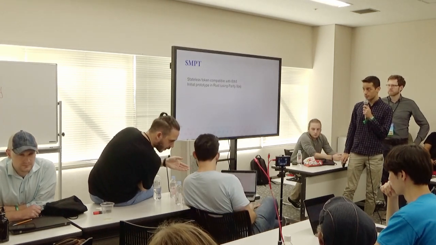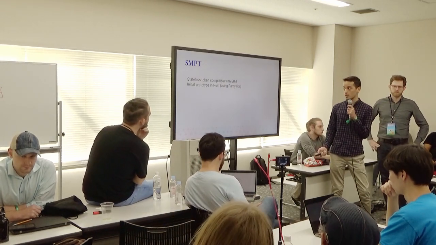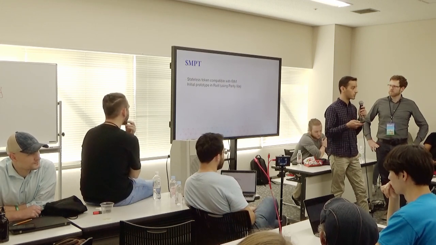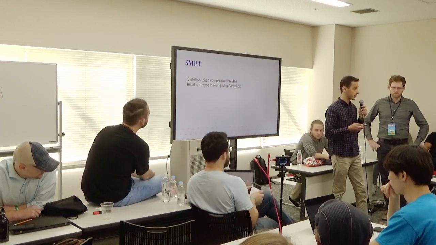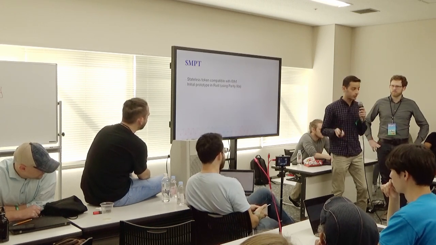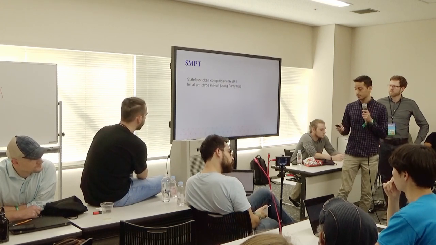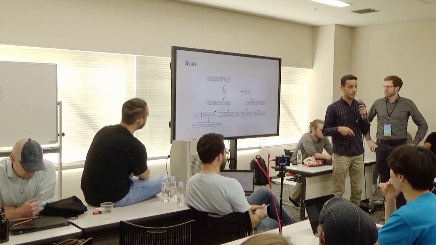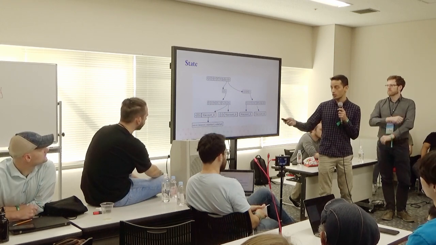So yeah, SMPT is a stateless token compatible with ETH1, and what I mean by that is, given the same accounts, it will have to produce the same state root. And we also want to enable users to sign transactions with their ETH1 private keys. This initial prototype was in Rust, and it uses Parity libraries.